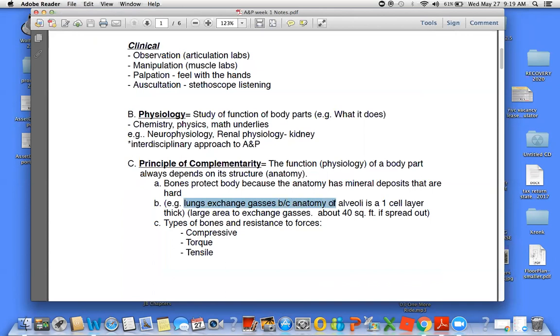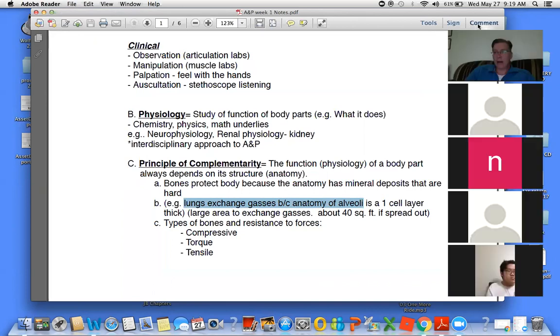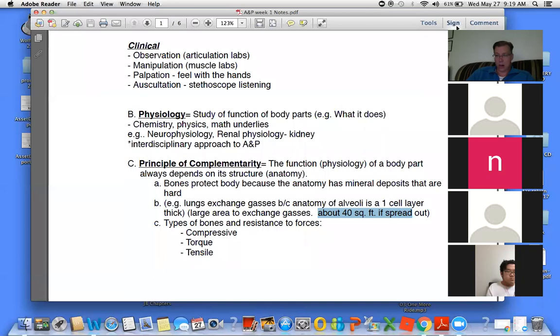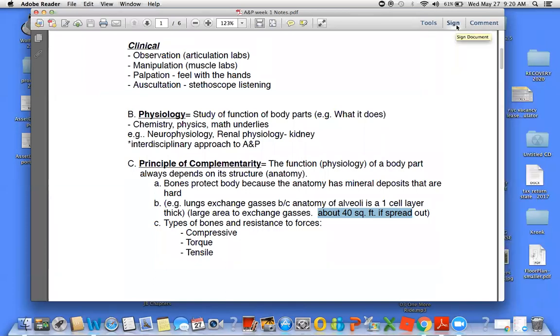The lungs exchange gases because of the anatomy of the alveoli. Alveoli is a fancy word for air sac. The anatomy of the alveoli affects its physiology. The alveolus is one cell layer thick and it is bathed in fluid so that oxygen and carbon dioxide can travel across that area. If we spread the lungs out, they're about 40 square feet. It's a big area. Well, what does that mean? How does that fit with complementarity? The alveolus is a single layer thick, very delicate, and bathed in fluid so that air can be exchanged easily. That's the anatomy. The physiology is that air is exchanged easily.